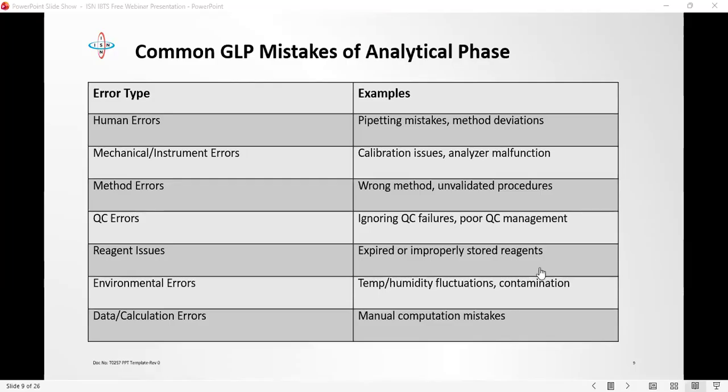Mechanical and instrument error is another one. So, calibration issues. You must always make sure that your analyzer is properly calibrated and is not malfunctioning. Another issue you can see is method issue. Wrong method. If you're using a wrong method for different analysis, it can affect your analytical phase.